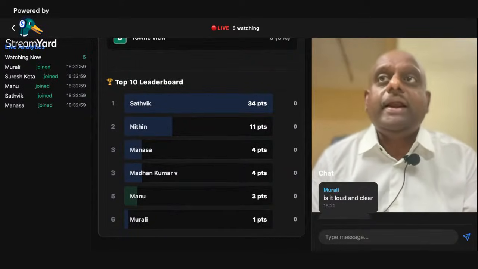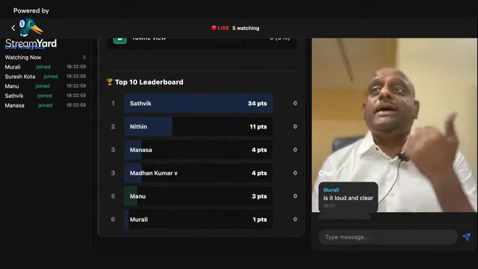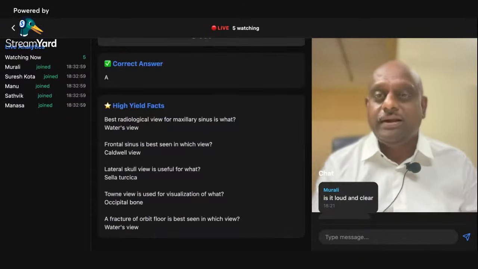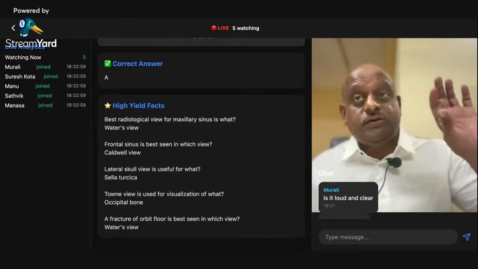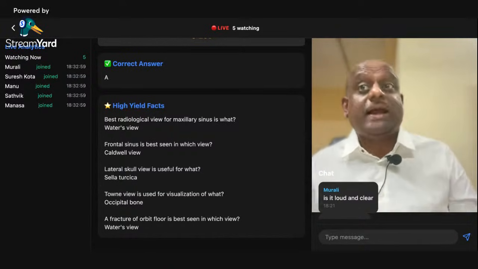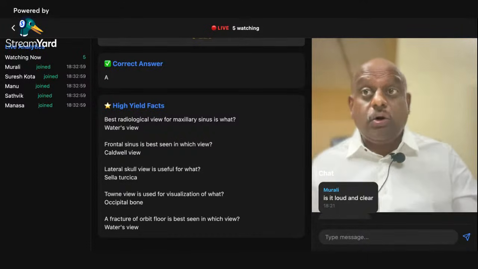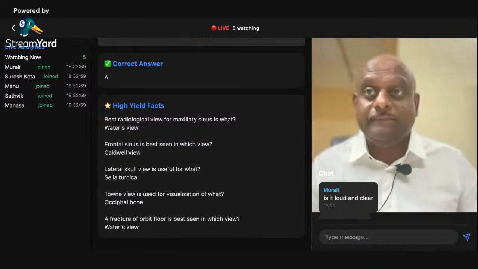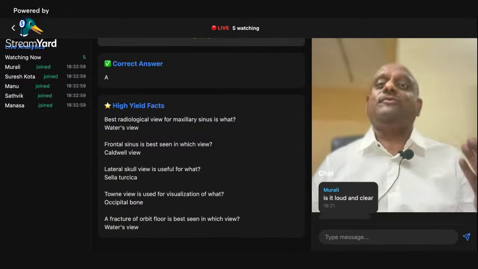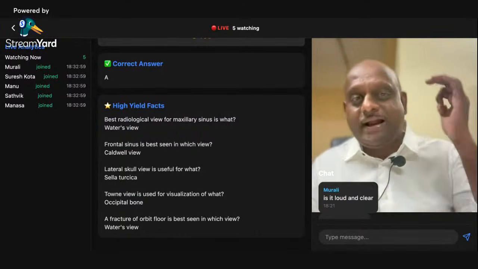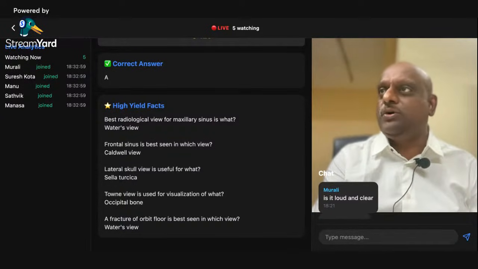So the radiological view which shows maxillary sinus and orbit is which view? Waters view. So for the maxillary sinus, Waters view; frontal sinus, Caldwell view; lateral skull for sella turcica; Towne's view for occipital bone; and for the fracture of the orbital floor, we use Waters view. These are the standard things that you need to remember for tomorrow's NEET PG exam, doctor.